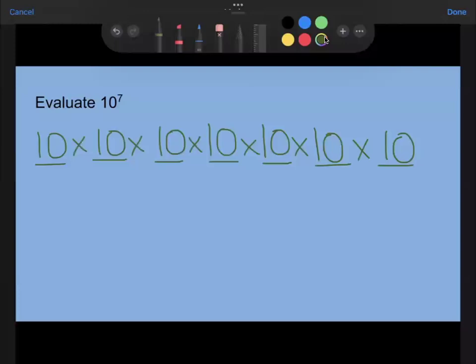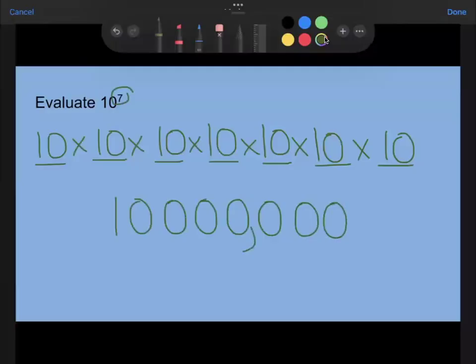I'm going to use a shortcut for this. What I'm going to do is write the number 1, and then the exponential number will tell me how many zeros to add. So I'm going to add 1, 2, 3, 4, 5, 6, 7 zeros. Put a comma here and a comma here. So 10 to the 7th power, either way that you choose to do it, should end up being 10 million.